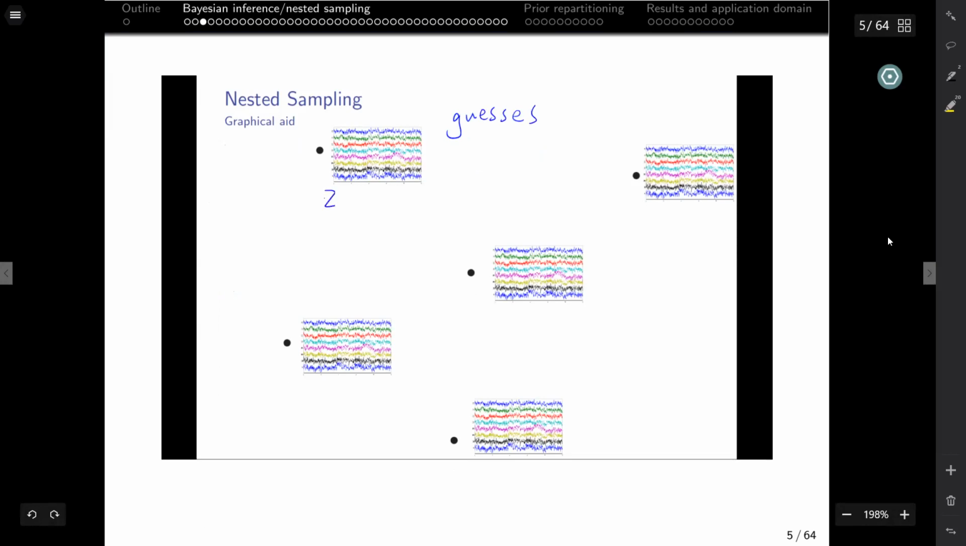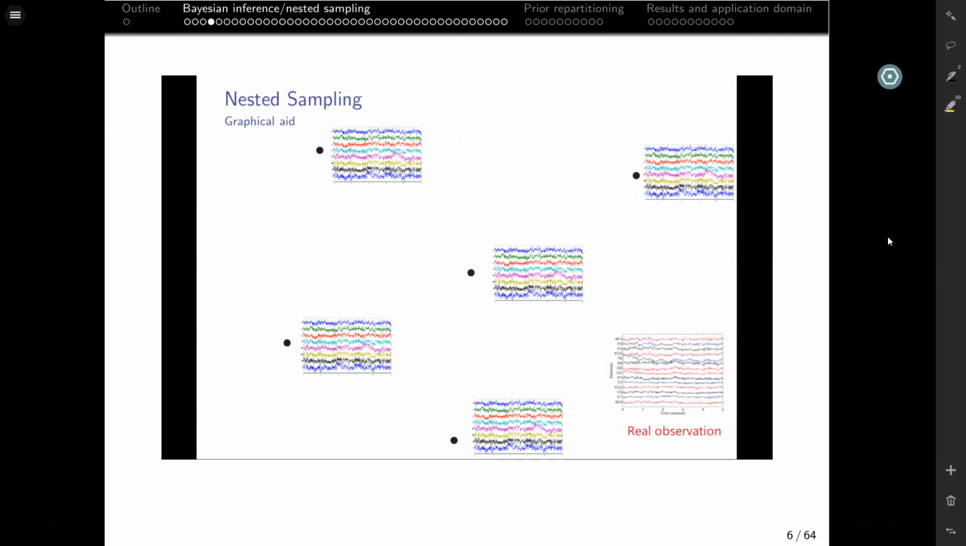Here are some Z1, Z2, and so on, all Z's generated from theta 1, theta 2, things like that. These are not true, but some of them might be closer to the truth. And we have several guesses. Then we can acquire the real observations. We may only have one real observation or a sequence of real observations over time, depending on the problem.